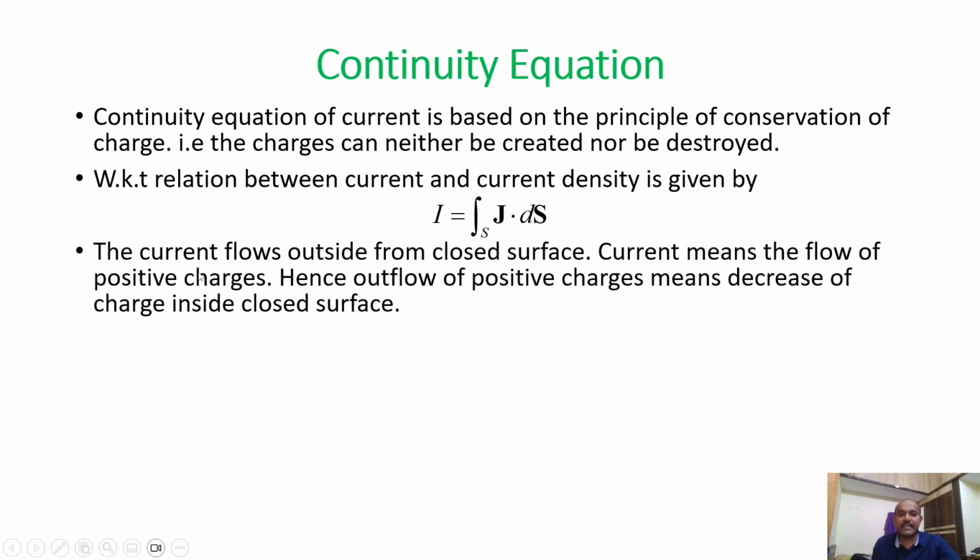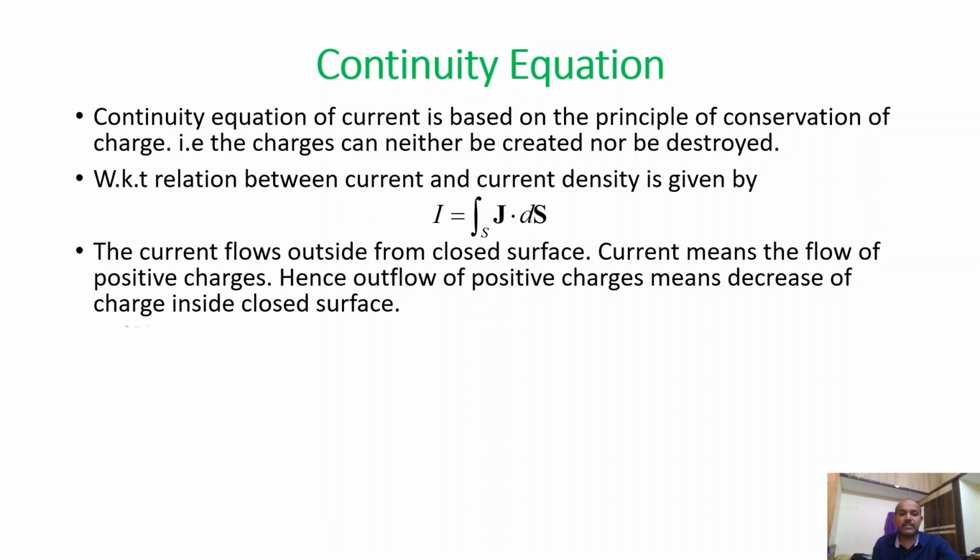Now let us take one closed surface, and if the current is flowing outside the closed surface, then there is a flow of positive charges from the surface. Hence, I write it as outflow of positive charges, meaning a decrease in the charge inside the closed surface. When the current is moving out from the closed surface, the charges are decreasing, because the current is flowing out.